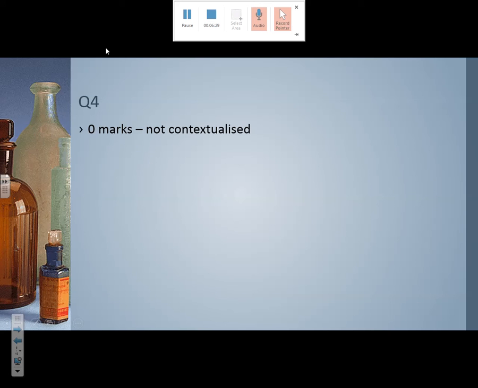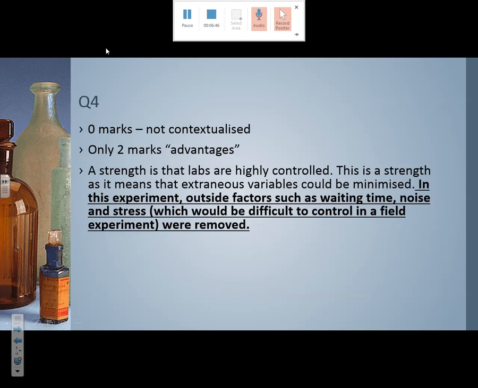4 marks, question 4, no marks, not contextualised. And even if it was contextualised, you would only get 2 marks because it asks for advantages. So please underline, circle, highlight that S. If it asks for advantages, so plural, then you need to give more than 1. If you don't give more than 1, you are limited to 2 marks.